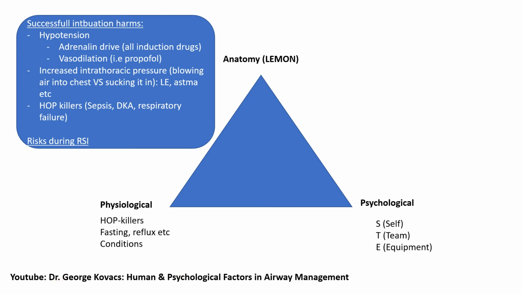George Kovacs has made this triangle where we think about the anatomical risks, some physiological risks, and some psychological risks, which Cliff Reed has talked a lot about, and also Dr. Kovacs. And there's a video linked to his video about this here. Okay, so let's first look at anatomy.